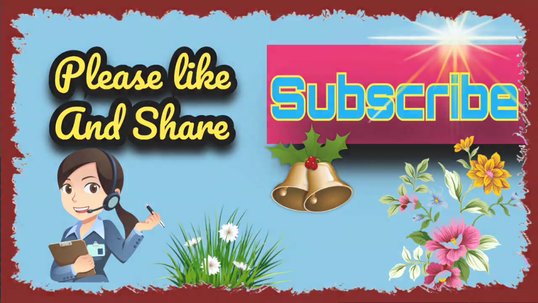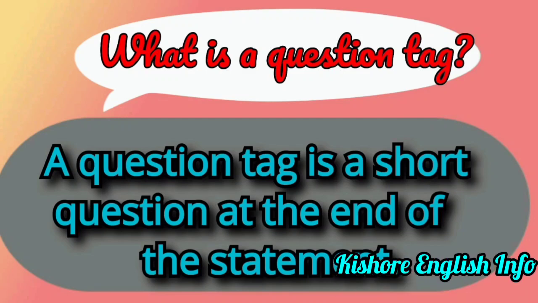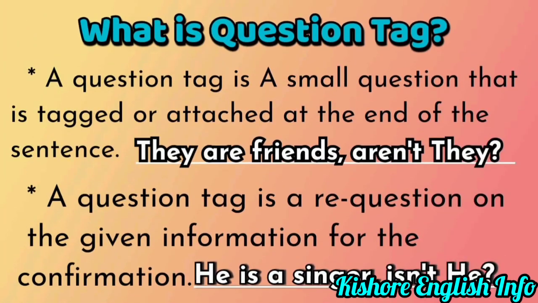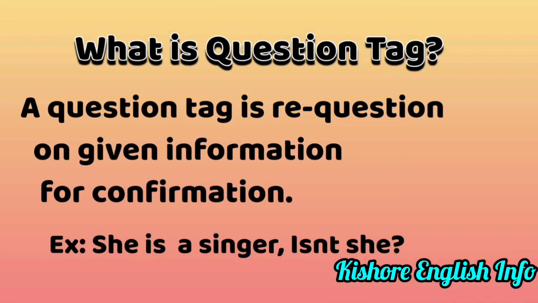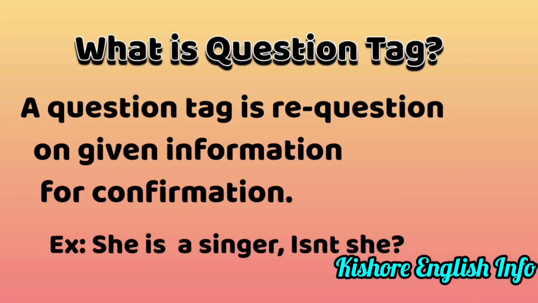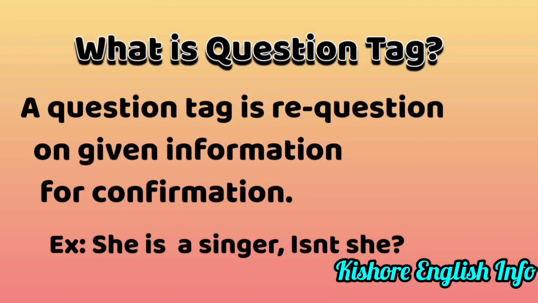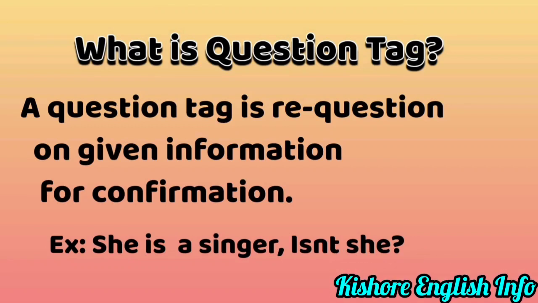Let us see what a question tag is. A question tag is a short question at the end of a statement. A question tag is a re-question on the given information for confirmation. How do we confirm a given sentence? She is a singer. To find out whether she is a singer or not, we use a short question: isn't she?